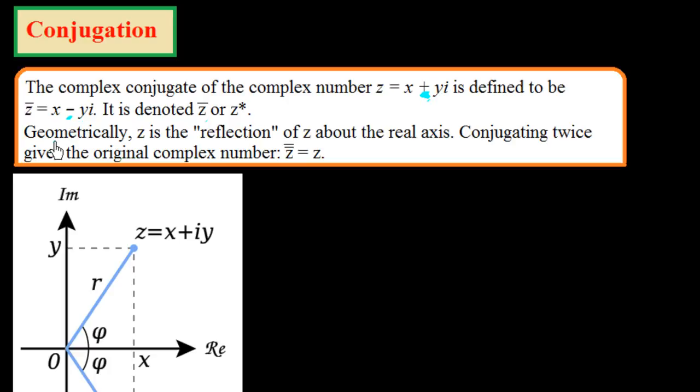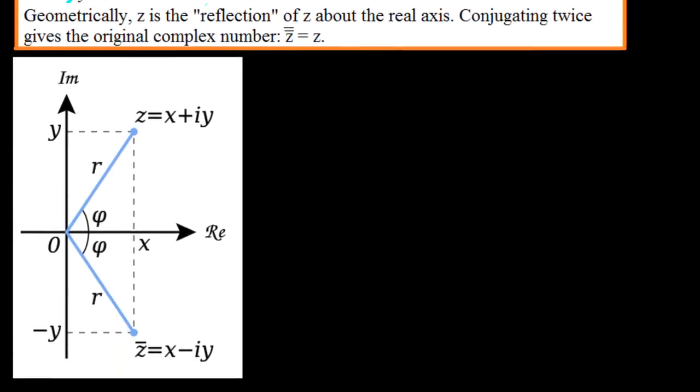Geometrically, z bar is the reflection of z about the real axis. Conjugating twice gives the original complex number. So if we conjugate any complex number twice, it gives us the original complex number. So look here in this figure. This is our imaginary axis, this is our real axis, and this is z equal to x plus iy. And z bar equal to x minus iy would be on the opposite side of the real axis. So the real axis works as a mirror here.